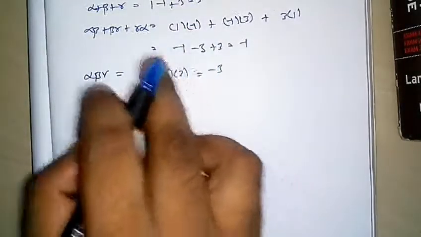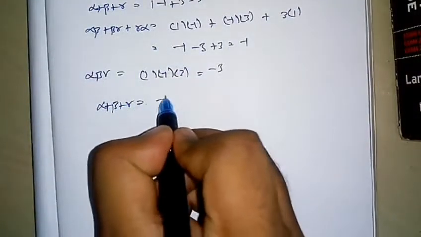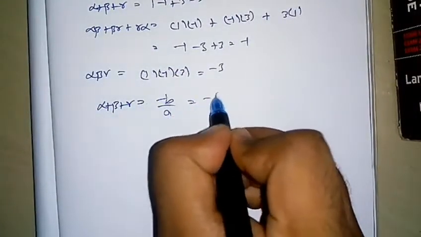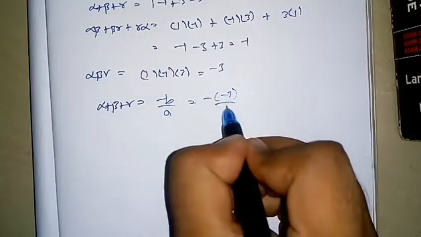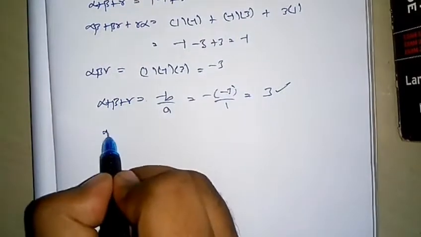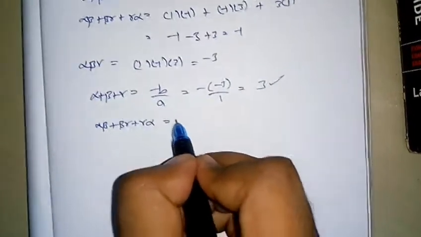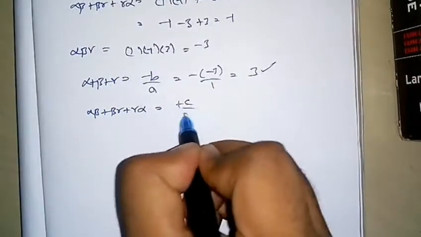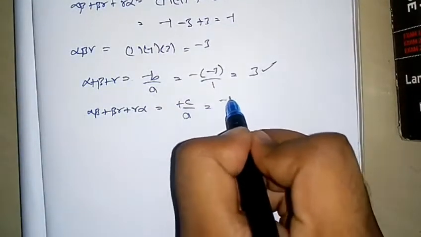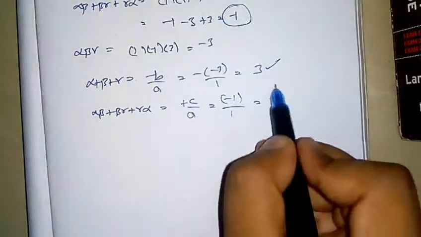Let's obtain this from the equation. From the equation, alpha plus beta plus gamma is equal to minus b by a, which is equal to minus into minus 3 by 1, which is equal to 3. So these two are equal. Alpha beta plus beta gamma plus gamma alpha is equal to plus c by a, which is equal to minus 1 by 1, which is equal to minus 1. So these two are also equal.